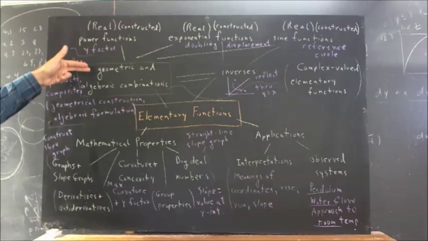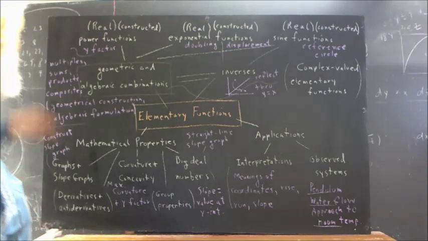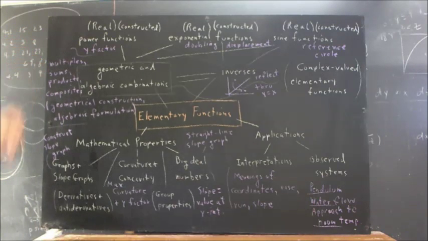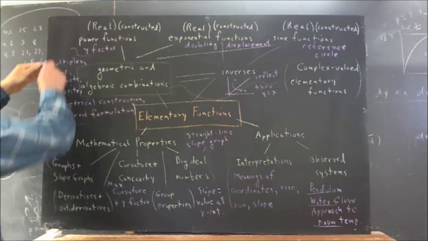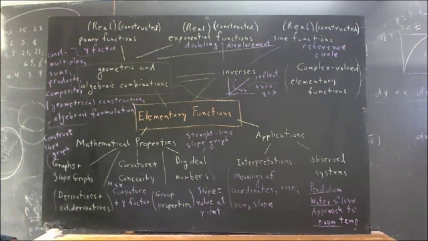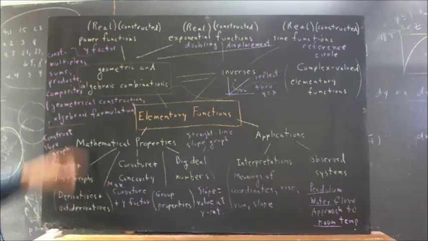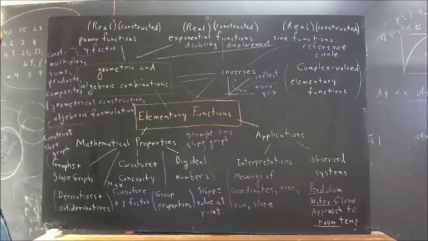Okay, and when we talk about geometric and algebraic combinations, what are we talking about? We're talking about constant multiples, sums, products, composites. I've got room to insert at least the abbreviated word constant. We can geometrically construct any of these things given the original graphs of the original functions. And we can also obtain the algebraic formulation.